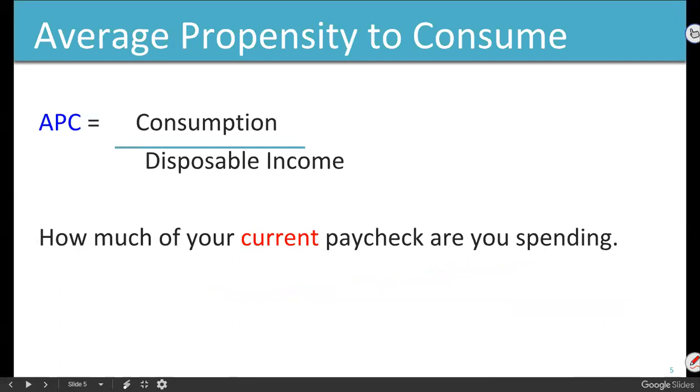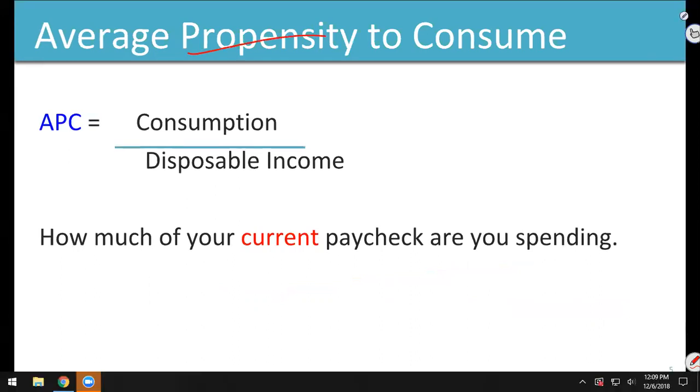So, next, we have the average propensity to consume. Propensity means what? It's like tendency.